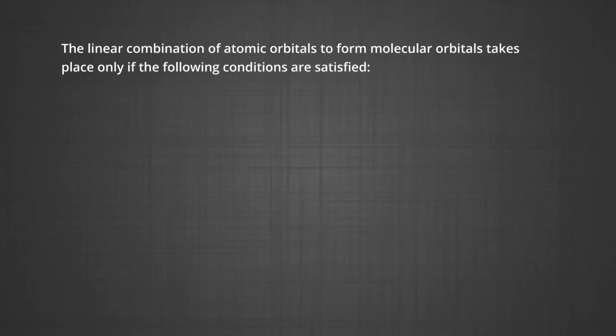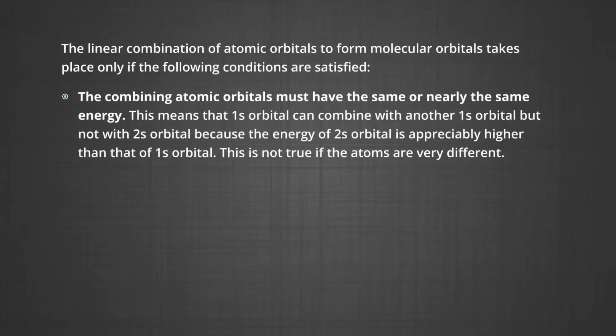The conditions for the combination of atomic orbitals: the linear combination of atomic orbitals to form the molecular orbitals takes place only if the following conditions are satisfied. First, the combining atomic orbitals must have the same or nearly the same energy. This means that a 1s orbital can combine with another 1s orbital, but not with the 2s orbital, because the energy of the 2s orbital is appreciably higher than that of the 1s orbital. This is not true if the atoms are very different.